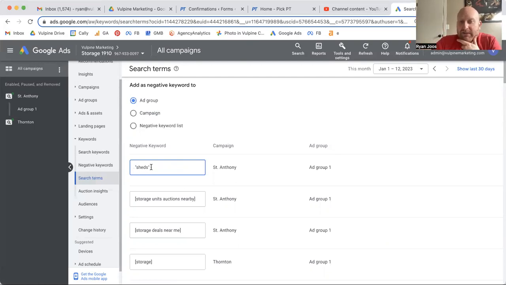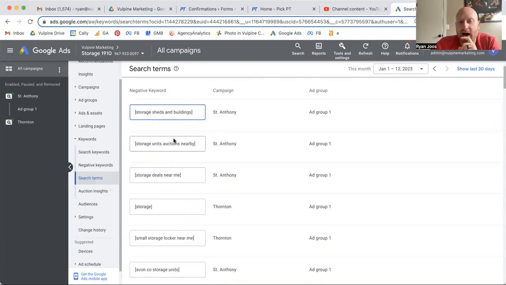So I would put this phrase, right? I put quotation marks around sheds. So if anyone searches sheds in the future, this should get pulled out of this campaign. Does that make sense? I hope that makes sense. So that's what I would do there. I have already done that actually, so I'm just going to negate this whole thing. But auctions, I'll go ahead and leave this in here.